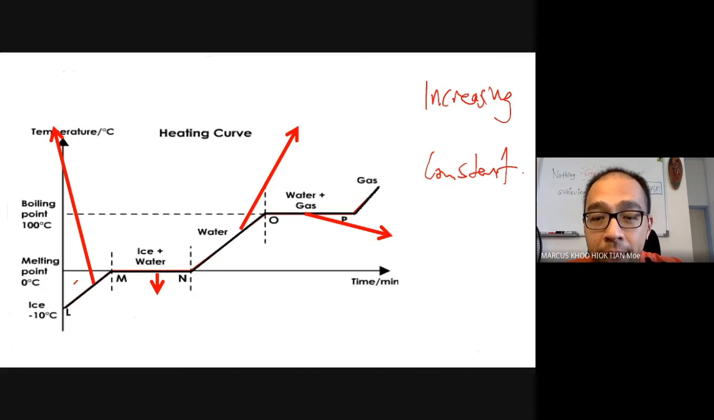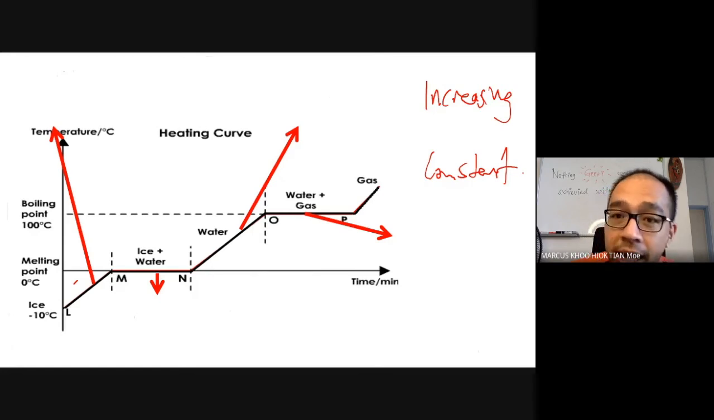Okay, so MN and OP is constant. LM and NO is increasing. I always see this NO increasing, no emphasis. Actually, it's NO, right? Okay, then the final aspect, gosh, even I forgot what the final aspect was. The final aspect is the phase.